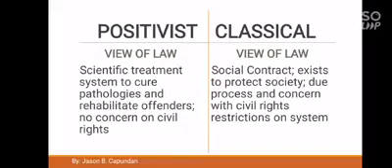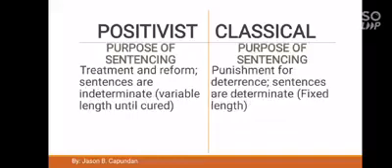Positivist theory views law as a scientific treatment system to cure pathologies and rehabilitate offenders, with no concern for civil rights. The classical theory views law as a social contract, which exists to protect society, with due process and concern with civil rights restrictions on the system.